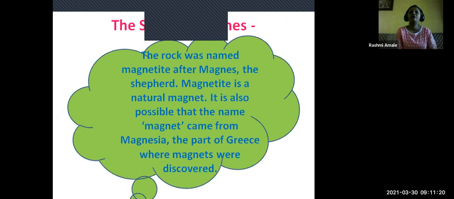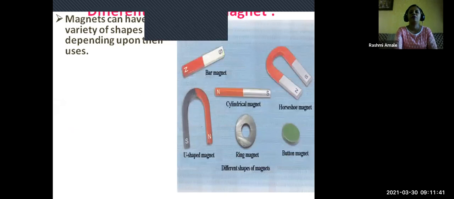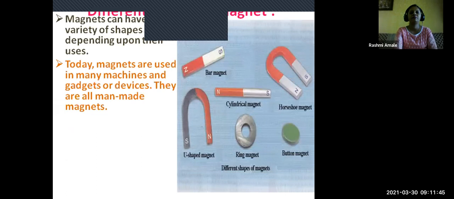It is also possible that the name magnet came from Magnesia, the part of Greece where magnets were discovered. So this way, magnet was discovered. Now, there are different shapes of magnet. Depending upon their uses, we have different shapes of magnet.